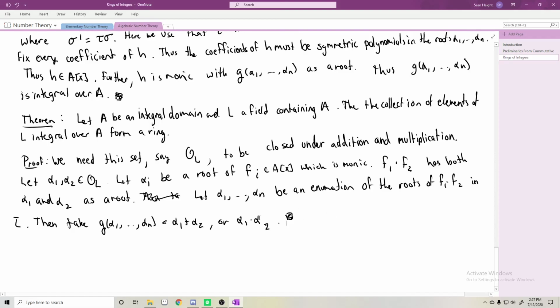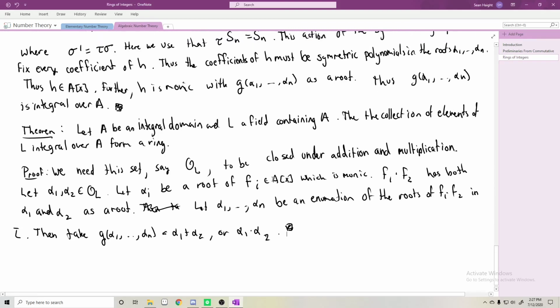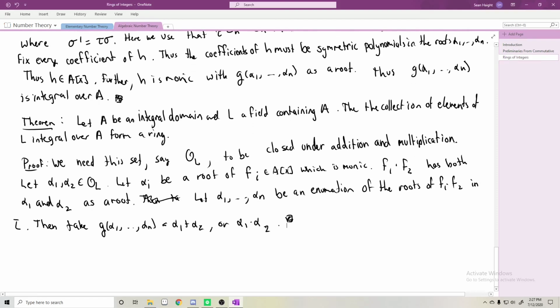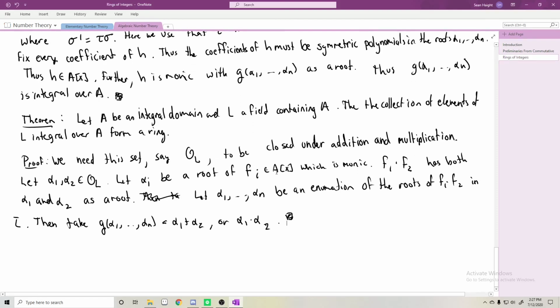Okay, so that wraps up this first proof using symmetric polynomials. This argument is more elementary in the sense that you don't need to know a whole lot of math, but the details are slightly more confusing, at least for me. And it's also slightly less general. It's a bit more combinatorial rather than algebraic, which will be the proof that we work through next time.